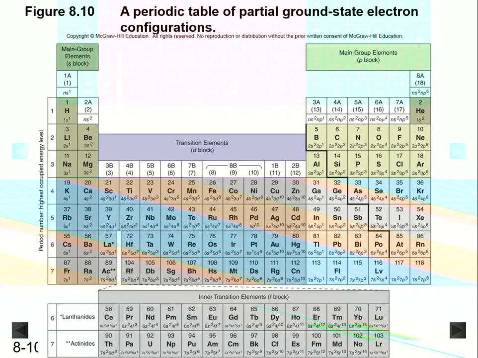So here is a full periodic table, and this periodic table has the valence ground state electron configurations for all the elements. You should take some time and look these over. Look at the trends. You'll notice, for example, in brown on the left-hand side, the main group elements, in group 1, everybody is an s1. So whether it's hydrogen, lithium, sodium, potassium, rubidium, cesium, or francium, it's an s1 configuration. In group 2, they're all s2s.